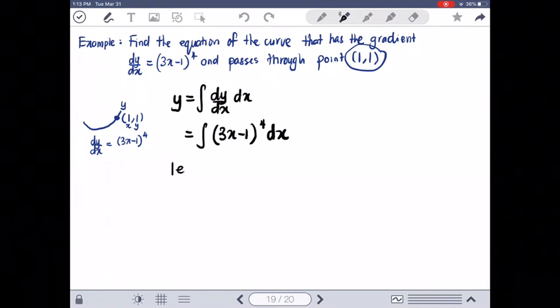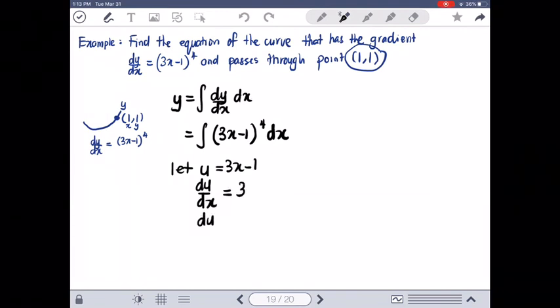So how do we do that? We let u equal 3x minus 1. Therefore, du over dx equals 3, so du equals 3 dx. Hence, dx is equal to du over 3, which means that dx is equal to 1 over 3 du.